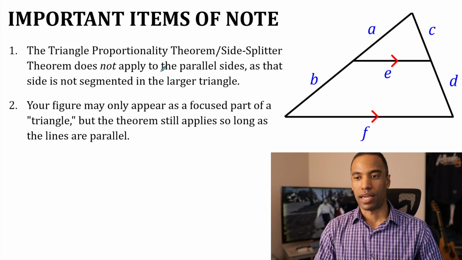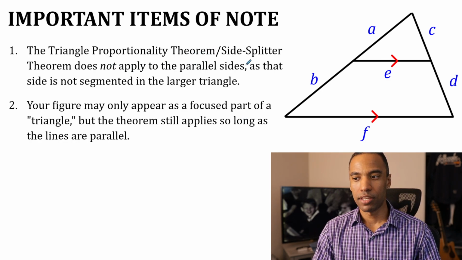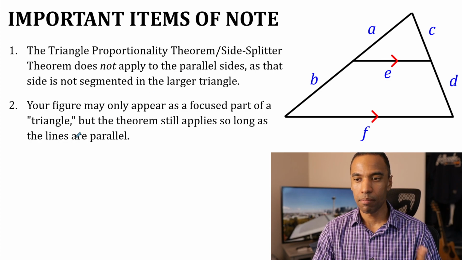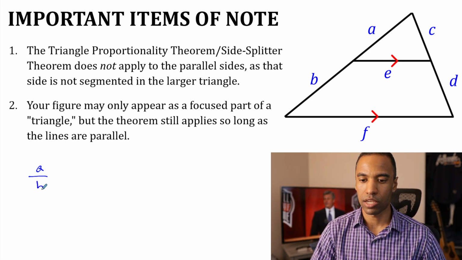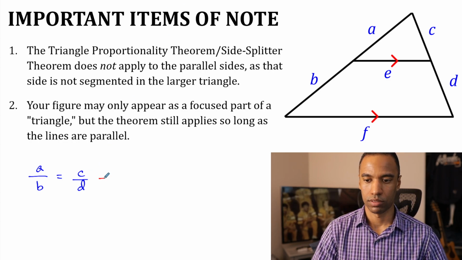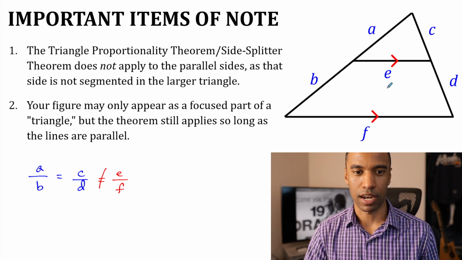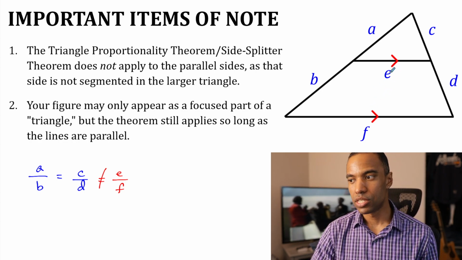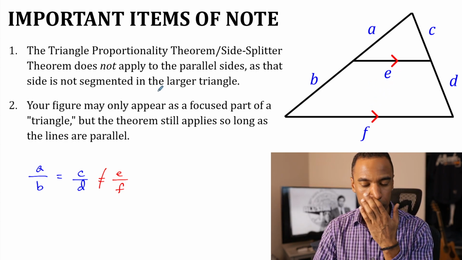First things first, guys. This does not apply to the parallel sides. What I mean is, although A over B equals C over D, it does not equal E over F. So look at this new E and F that I put here. Okay, it does not equal E over F. And I want you to understand why.